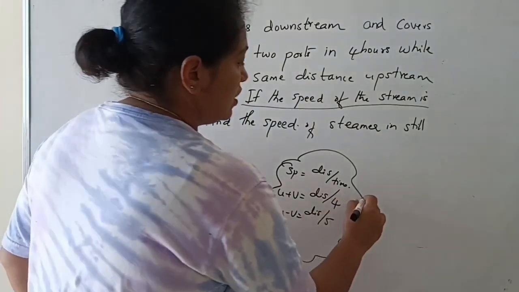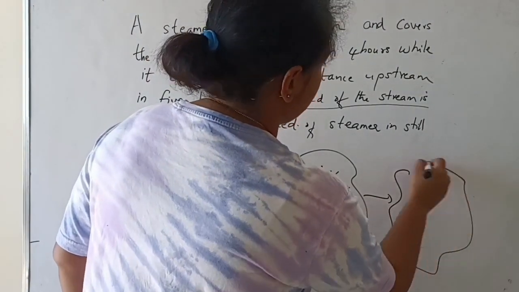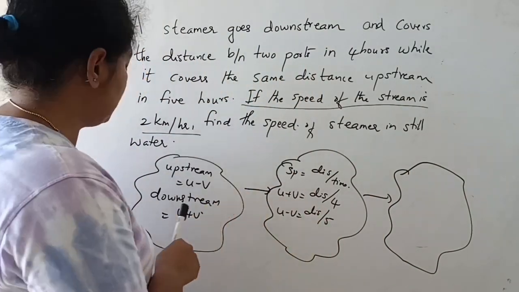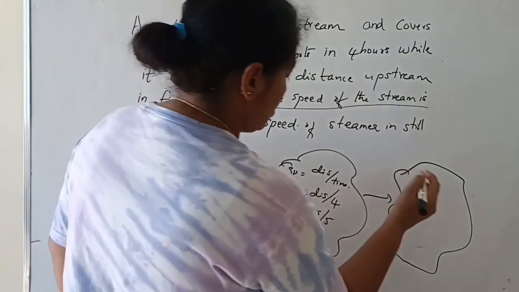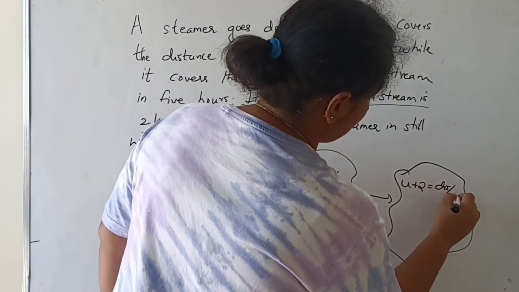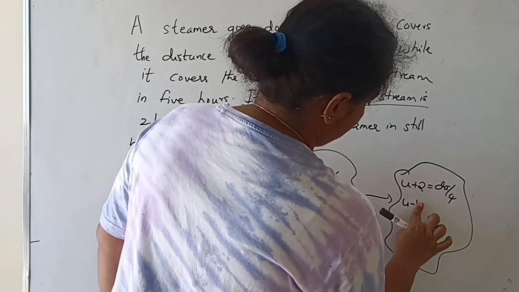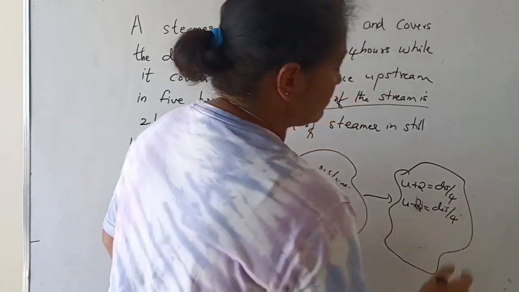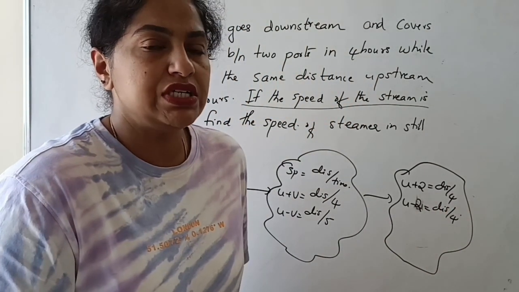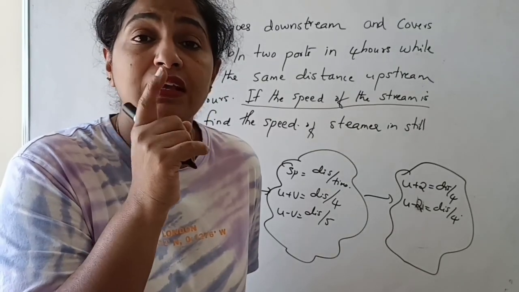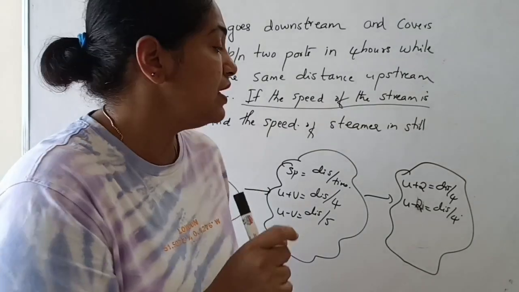Okay. Now, what is our condition? If the speed of the stream is 2 km per hour, which means that our v value is given to us. So, our equation becomes u plus 2 is equal to distance by 4 and u minus 2 is equal to distance by 5. We have two equations. We need to convert those two equations into a single equation having a single unknown variable.